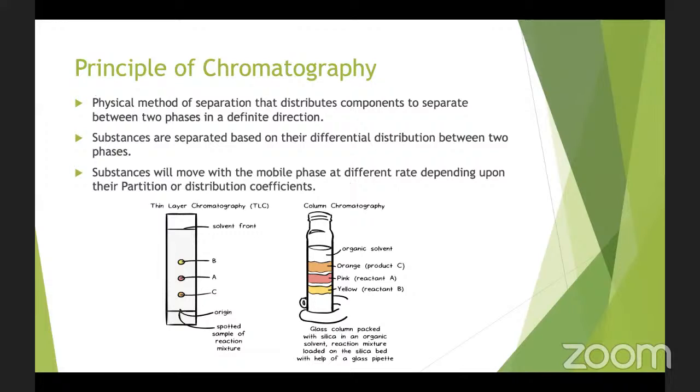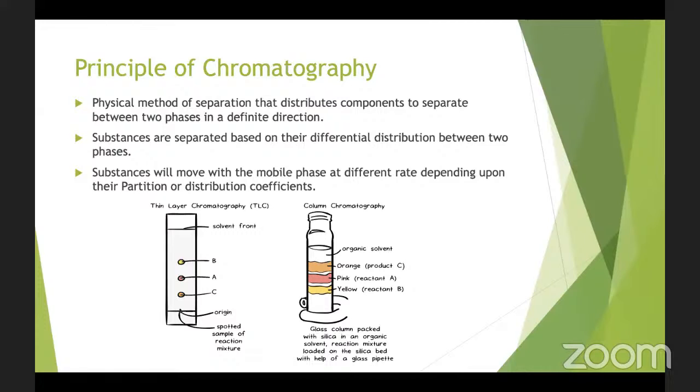Now, if we talk about the principle of chromatography, chromatography as a whole is a physical method of separation that distributes the components to be separated between two phases in a definite direction. It will separate the components in the direction of movement from bigger in size to smaller in size, or higher boiling point to lower boiling point, or based on affinity and binding, in the direction of movement of the mobile phase.